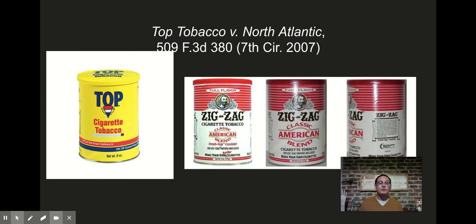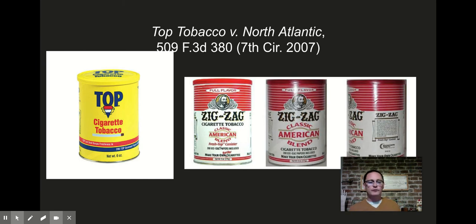You have to look at the word mark in the context of the entire product and how it's actually used in practice. And here, what's indicating source to consumers? Well, the big logo that's telling consumers who made the product in question, right? So is any consumer going to be confused about whether they're buying TOP tobacco or Zig-Zag tobacco? No, because the Zig-Zag tobacco canister says in big letters on it, Zig-Zag, right?